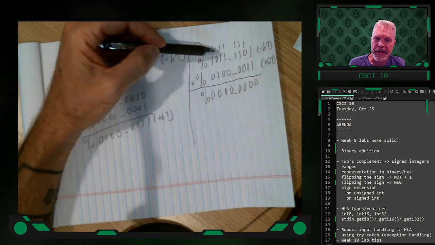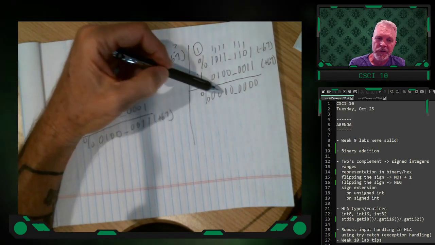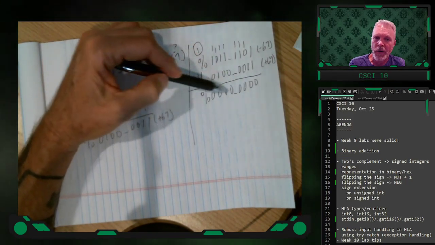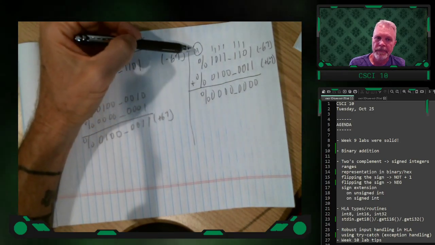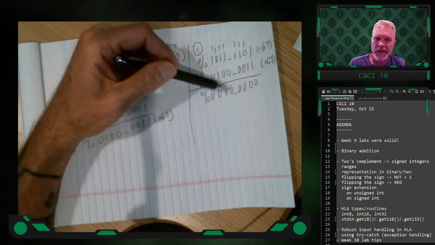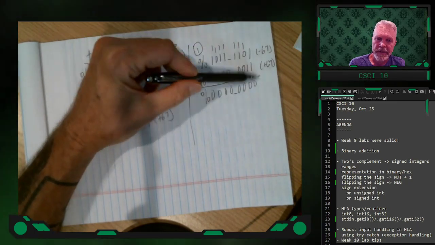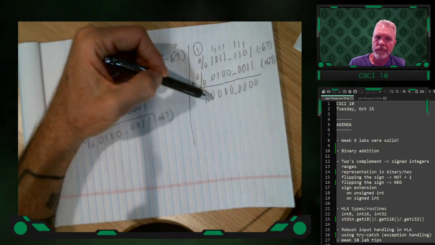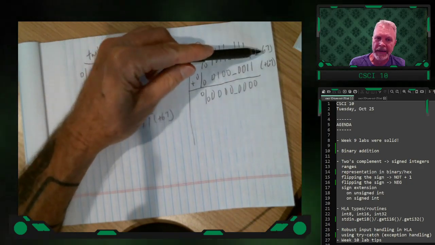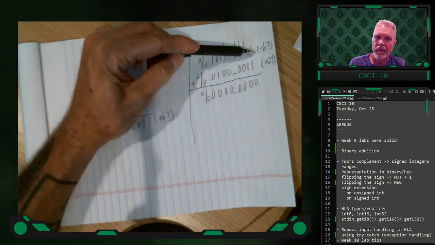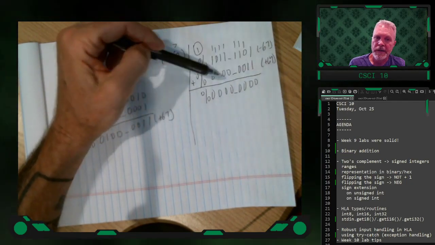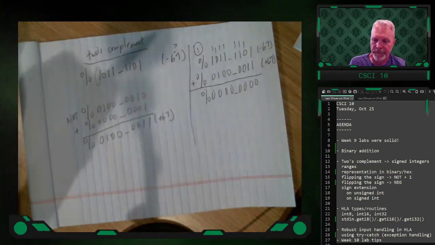But it turns out in this case that that's not a concern. We get 0 out. And yes, there is a carry bit, but it doesn't affect our result in this case. So the 8 bits we get out from adding negative 67 and positive 67 is 0, which is what it should be.